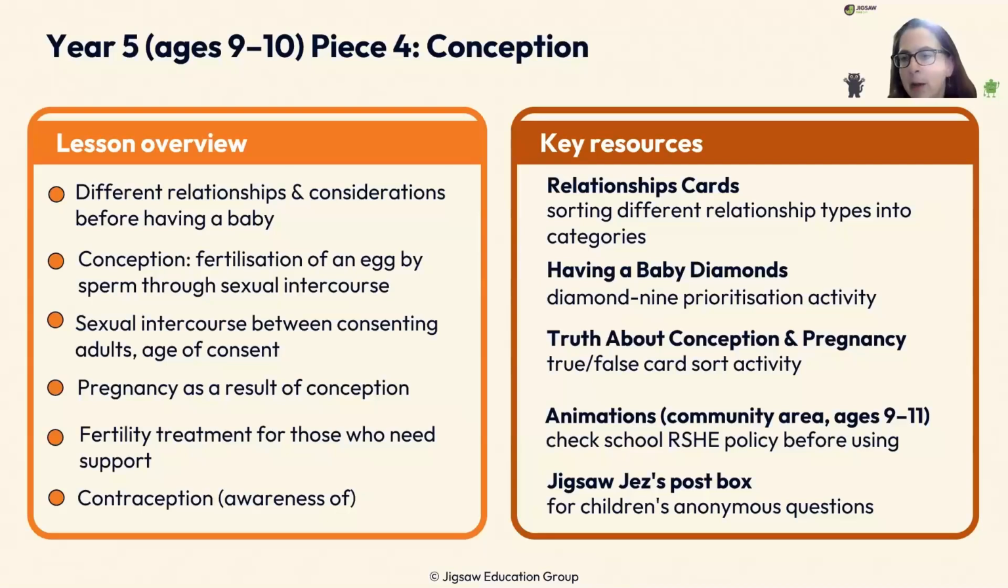And we really recommend that through the whole of Changing Me, you've got a post box. So in year 5, we have Jigsaw Jez's post box for children's anonymous questions. I know time is scarce, but as we approach the end of the summer term, we do recommend, if possible, that you spend a little bit longer on this lesson. There's quite a lot for children to take in. But again, you can adapt that content as you wish to. If you don't want to spend a bit longer, we would recommend 90 minutes if possible.